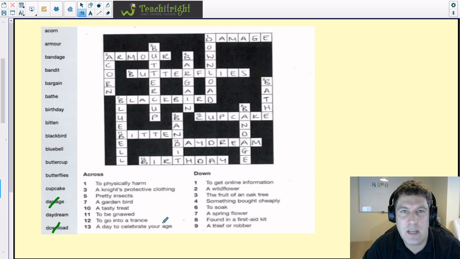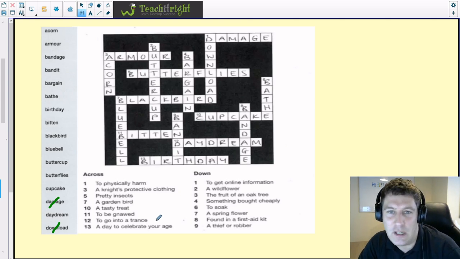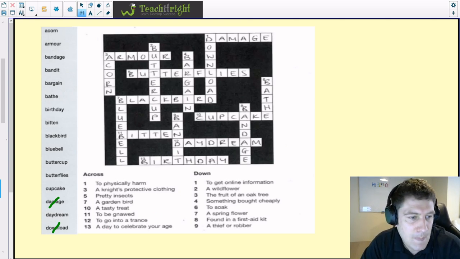Crosswords are great fun. Maybe you can make up your own crossword. That would be good fun. Send it in to us if you want to.